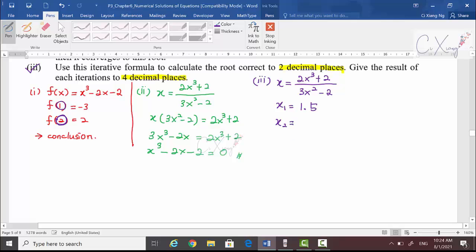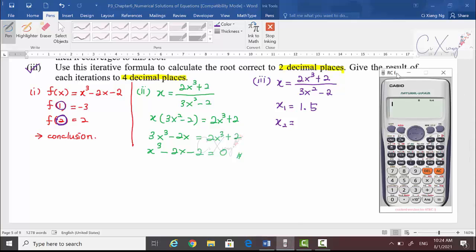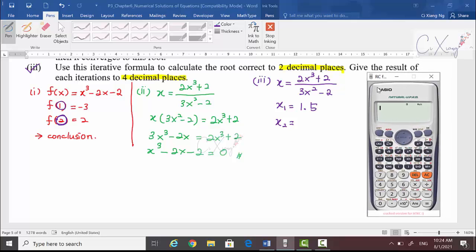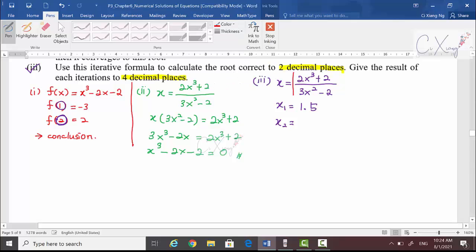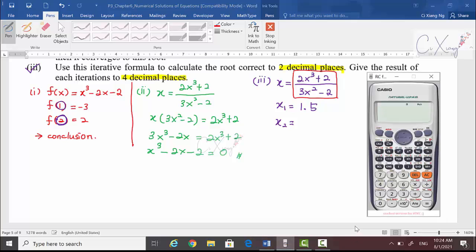All right, so how to get my x2? I need to use the calculator to help me. Okay, so here I show you one example. I hope that you can see it clearly. First of all, you need to key in the iteration formula into your calculator. When you want to key in the iteration formula, only key in the right-hand side of the iteration formula, which means that you only key in this part. And please make sure that you key in it correctly, because if you key in the formula wrongly, later your final answer will be wrong also. Okay, so when I want to key in this one, this is how I key in.